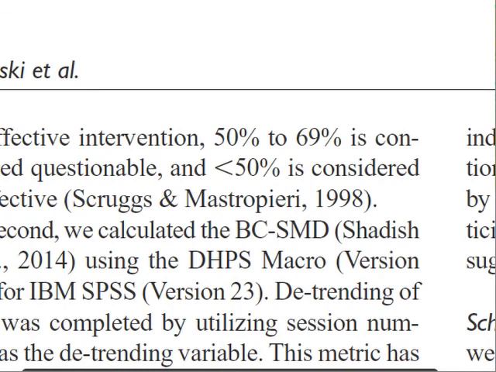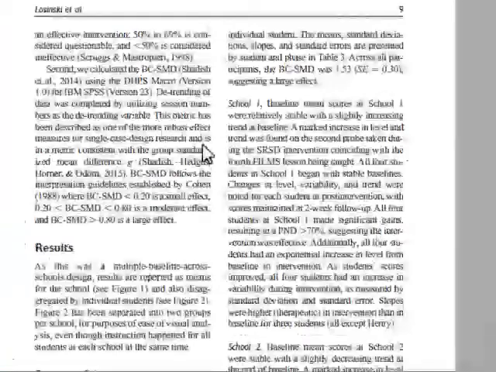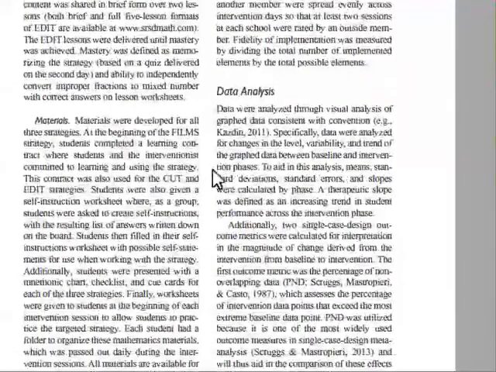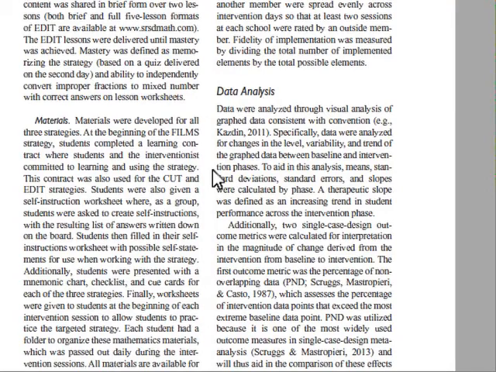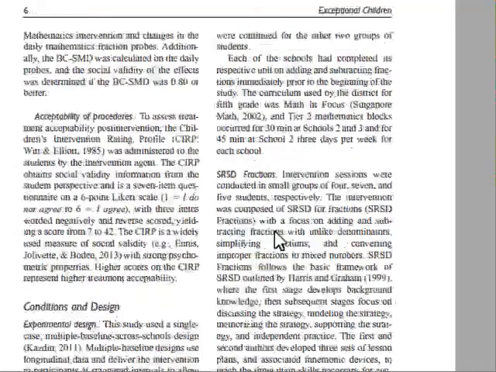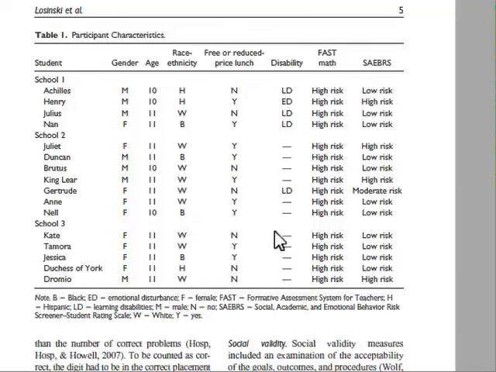There we go. The data analysis plan is basically going to say that we looked at the variability and the trend of the data, and those types of things. The other aspect of this that we would want to look at is what we do with our participants.